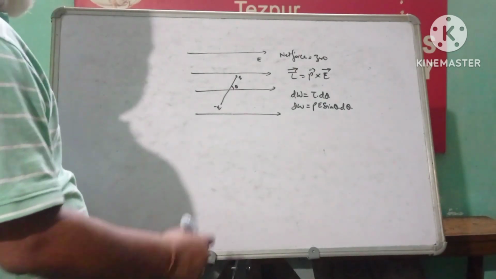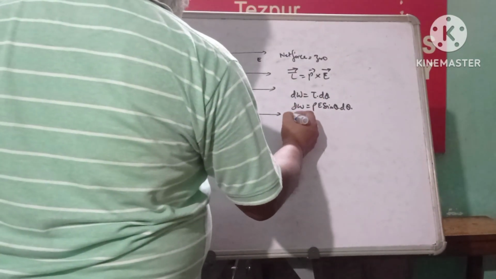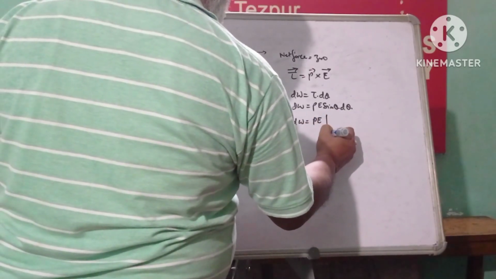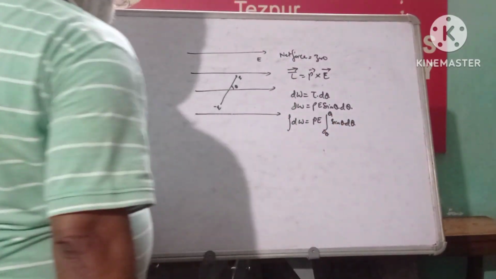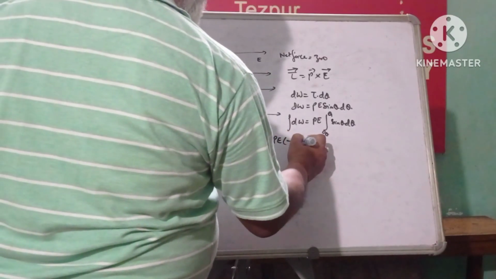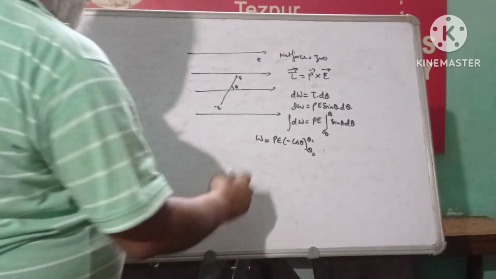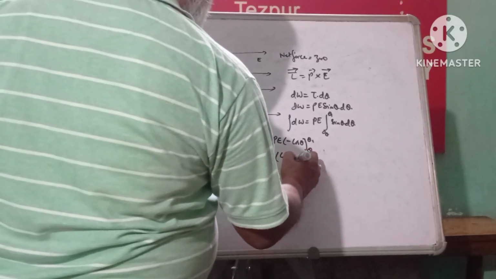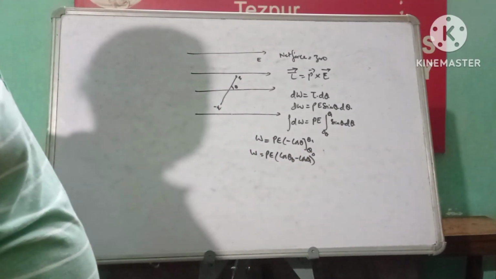If you want to rotate it from theta naught to theta 1, your total work done will be equal to the integral of PE sine theta d theta from theta naught to theta 1. When you integrate it, your work done will be PE times minus cos theta, upper limit minus lower limit. When you do this, you get W is equal to PE times cos theta naught minus cos theta 1. This is what you get for the work done.